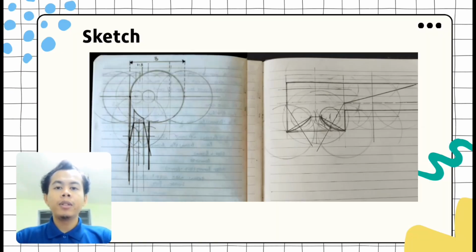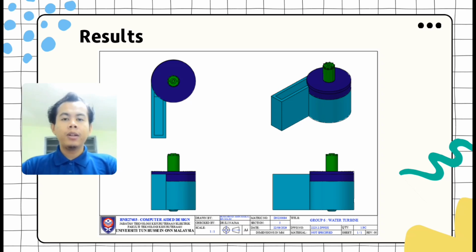Okay, this is our sketch for this project. We use this sketch for generate the base and side of the base. This is the final result of this project. We use a third angle projectile as the final result of the drawing.